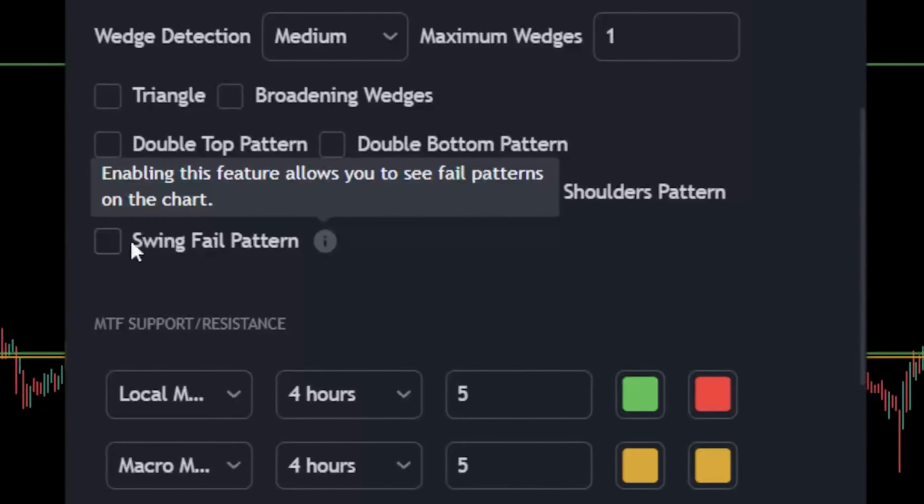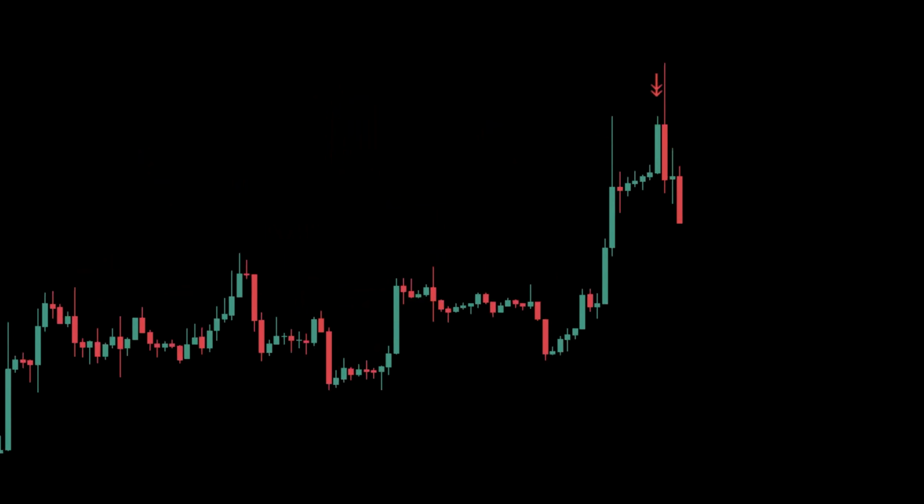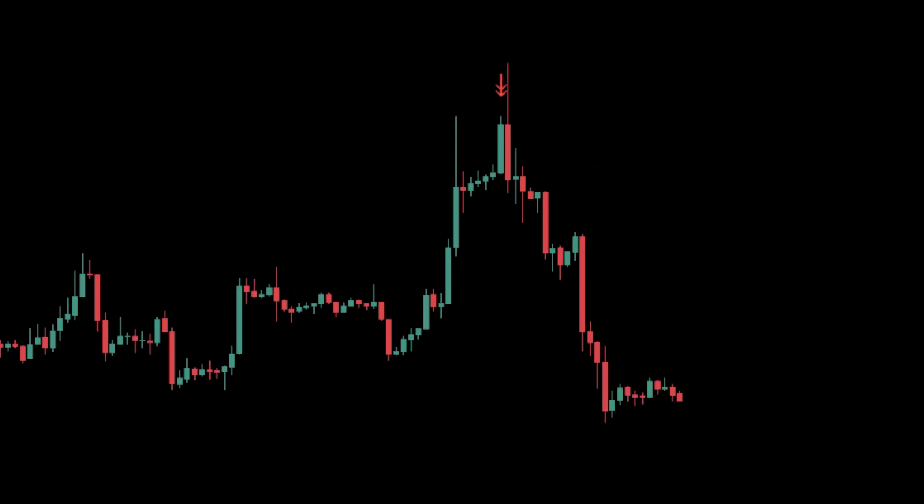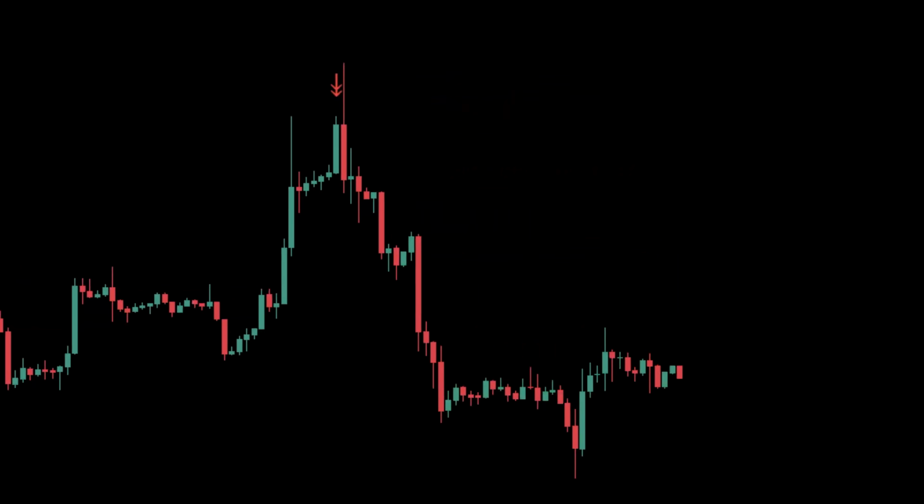Swing fail patterns are a popular smart money concept that indicate a quick liquidity grab before a strong price reversal. Grab the liquidity and reverse in direction. These are very powerful patterns, but they can many times give false signals. So we have implemented an algorithm to filter out the low potential swing fail patterns, leaving you only with the high probability patterns.